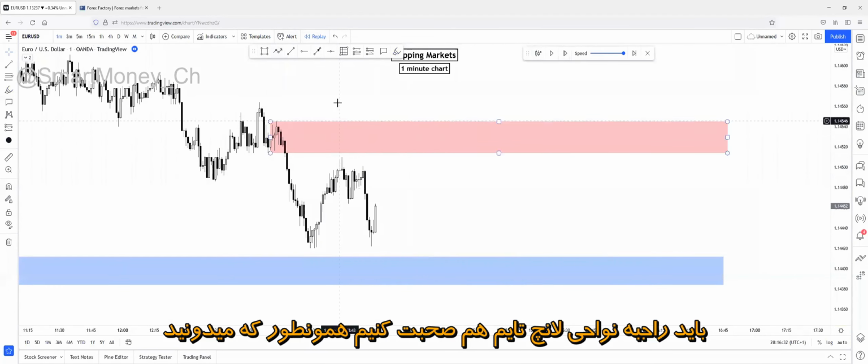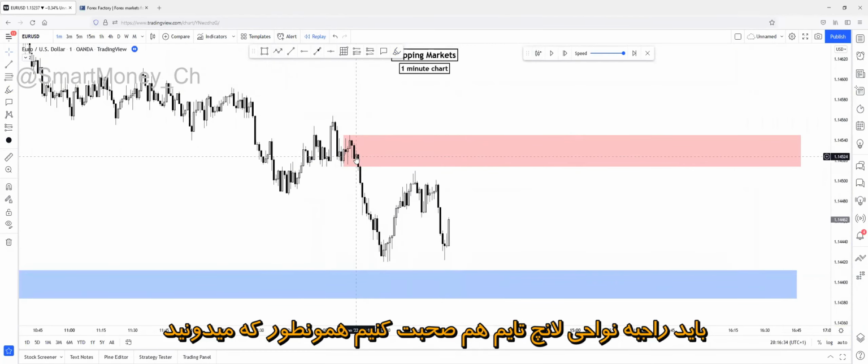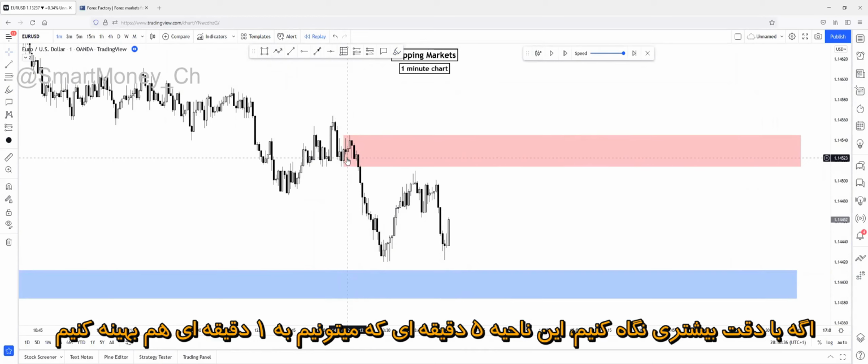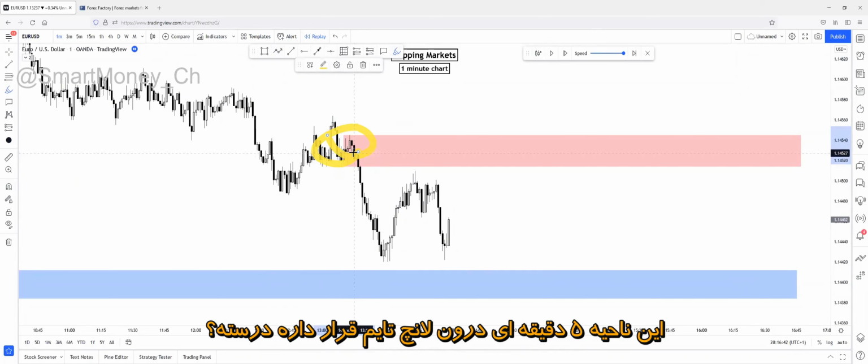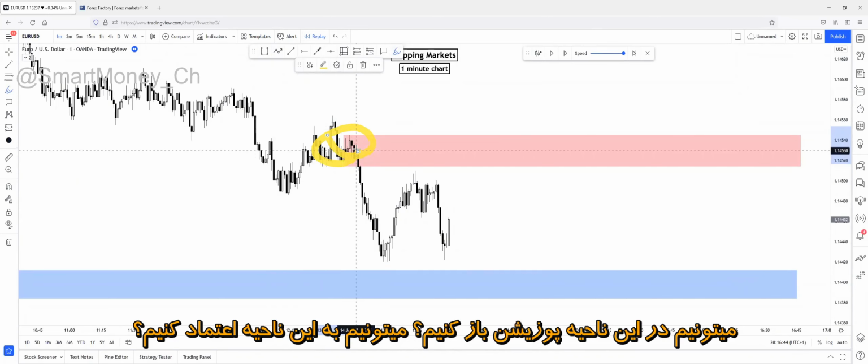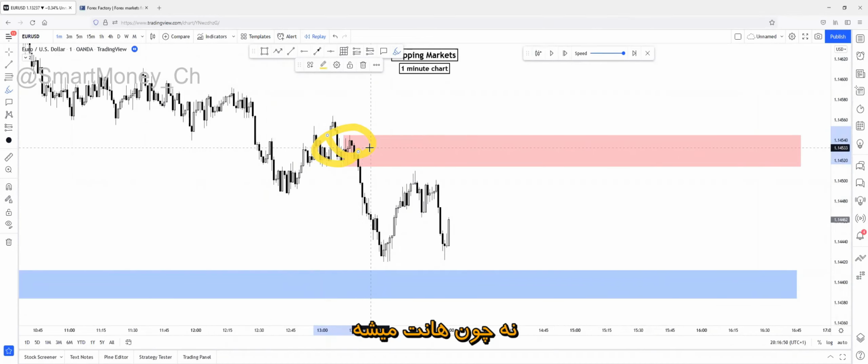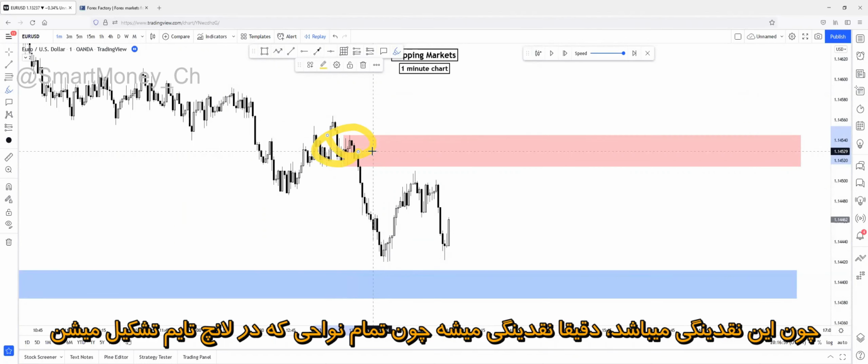We have to talk about the lunchtime zones also, as you may know. And if I take a closer look, this zone, this 5-minute zone, I can refine it on the 1-minute too, but this 5-minute zone is inside of the lunchtime, right? Can we just open a position on this zone? Can we trust this zone? I'm asking you guys. No, that will be taken out. Why will it be taken out? Because it's just liquidity. Exactly.